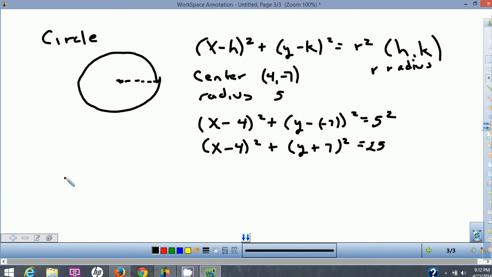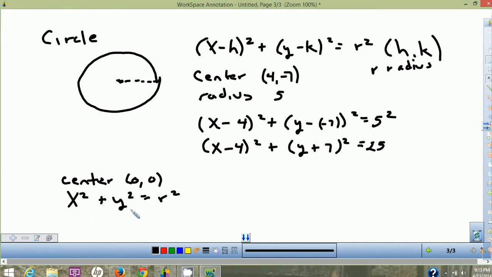Now be aware, if the center of this circle is at the origin, if it's at (0, 0), then the format is generally written as x² + y² = r², your radius squared. We don't generally put those zeros in for h and k. So just be aware that you're probably not going to put a 0 if your center is at the origin on your circle. So the equation for a circle, pretty simple.